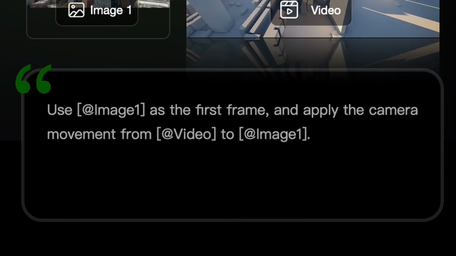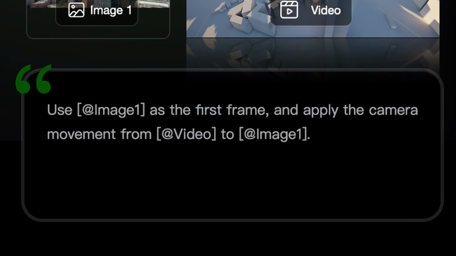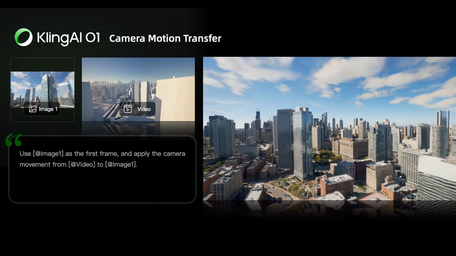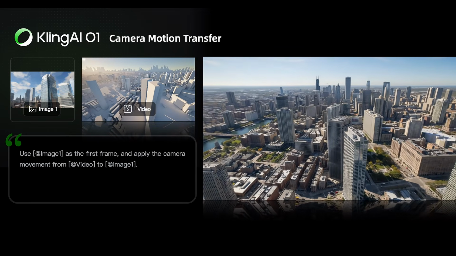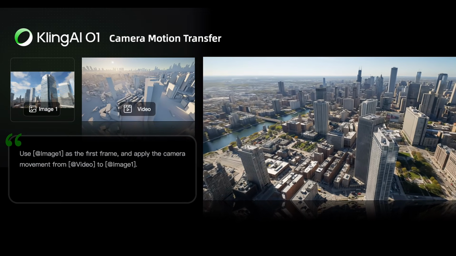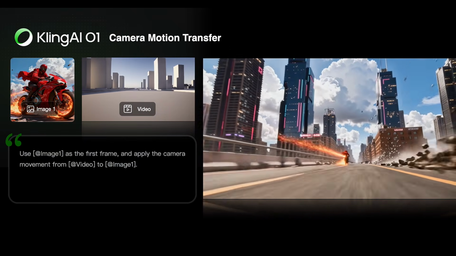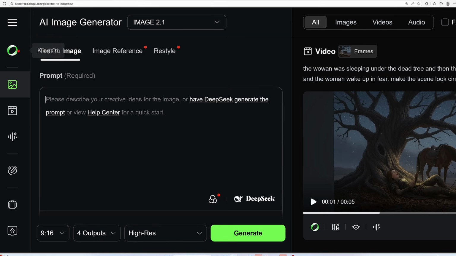Reference video for camera movements. Let's say you have a perfect static image you want to bring to life, but you want a very specific camera feel. Maybe a handheld shaky cam or a fast whip pan. You don't need to describe it with text. You can just grab your phone, film that, and upload it as a reference video. Then, set your image as the start frame. Alright, let me show you how to actually start using Kling 01.